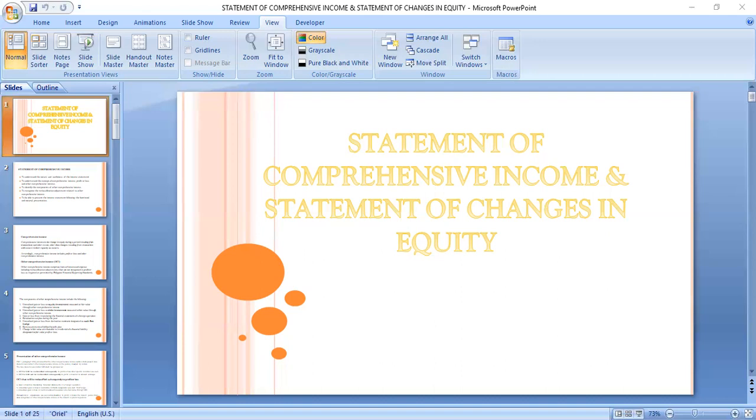Now, actually, this is already part of chapter 5. So we have the following objectives: to define equity, to determine how we prepare the statement of changes in equity, to identify the components of equity, and to identify the items directly affecting retained earnings. So we have now this statement of changes in equity.